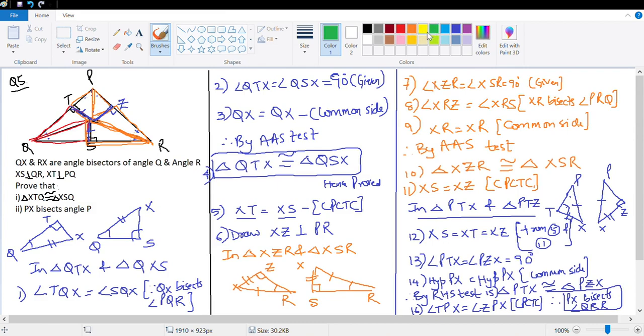It had many steps. First, this one was simple, which is XTQ and XSQ. We proved them congruent. And once we proved them congruent, we constructed another perpendicular from here to here. We proved these two triangles congruent. We did all this to get this side and this side equal. Now, once we got this side equal, this was 90, this was 90, and hypotenuse common, which means this angle and this angle, which are corresponding, will be equal, and that's why PX bisects this angle.